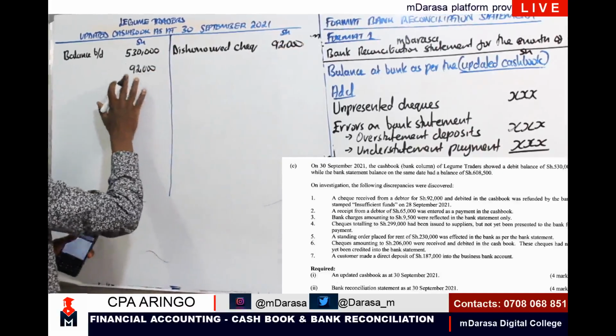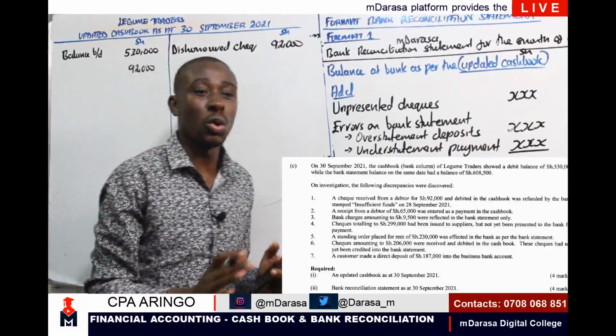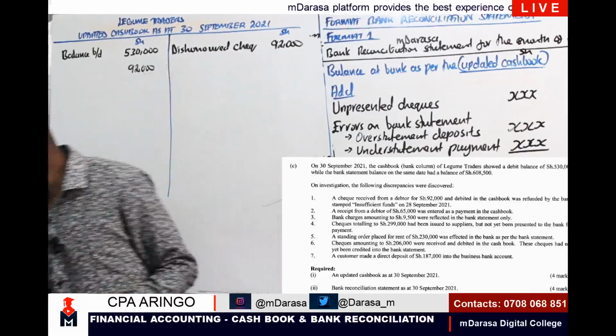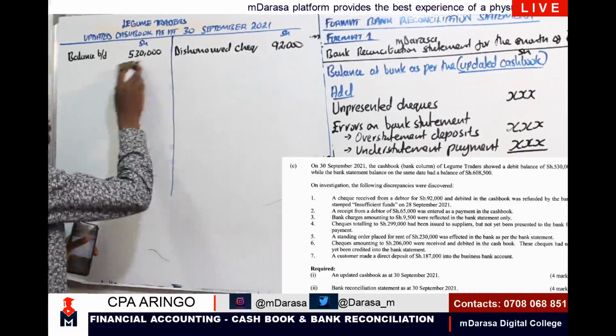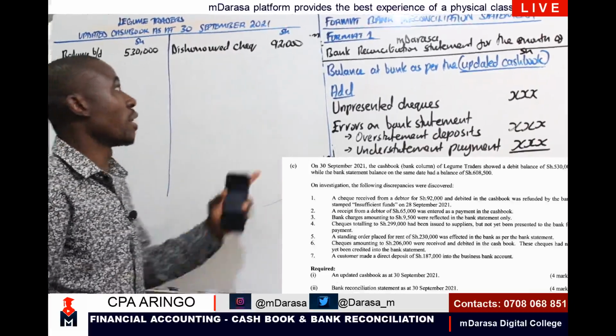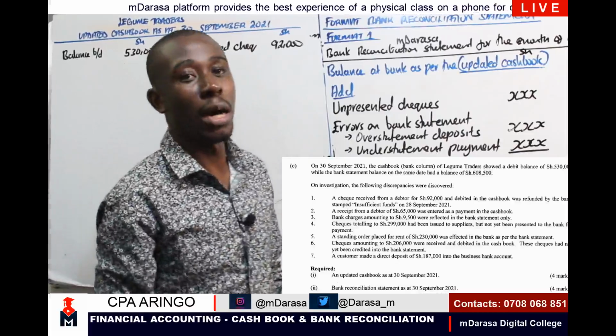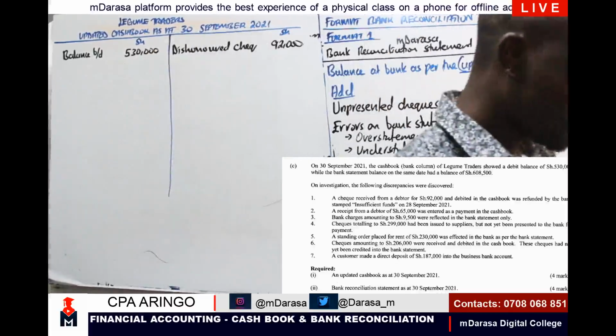I'll just show you this one to show you the whole concept. So you'll find that this will cancel with this. So that is to say, as at the end of the day, it is as if there is no transaction that has taken place. So therefore, dishonored checks, we are going to credit in our cash book account.